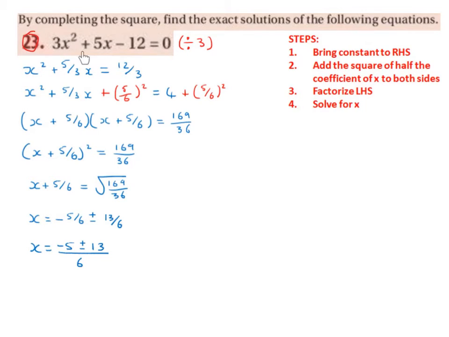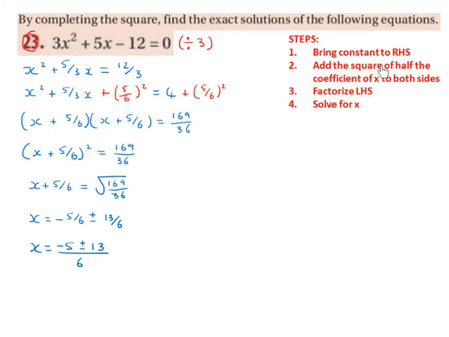Now we have 3x squared plus 5x minus 12 is equal to 0. Again, we're going to divide across by 3 because we don't want 3x squared, we just want x squared. 3x squared divided by 3 is x squared. 5x divided by 3 is 5 over 3x. Minus 12 divided by 3 is minus 12 over 3. But we want to bring the constant to the right hand side, so we end up with plus 12 over 3 on the right hand side.